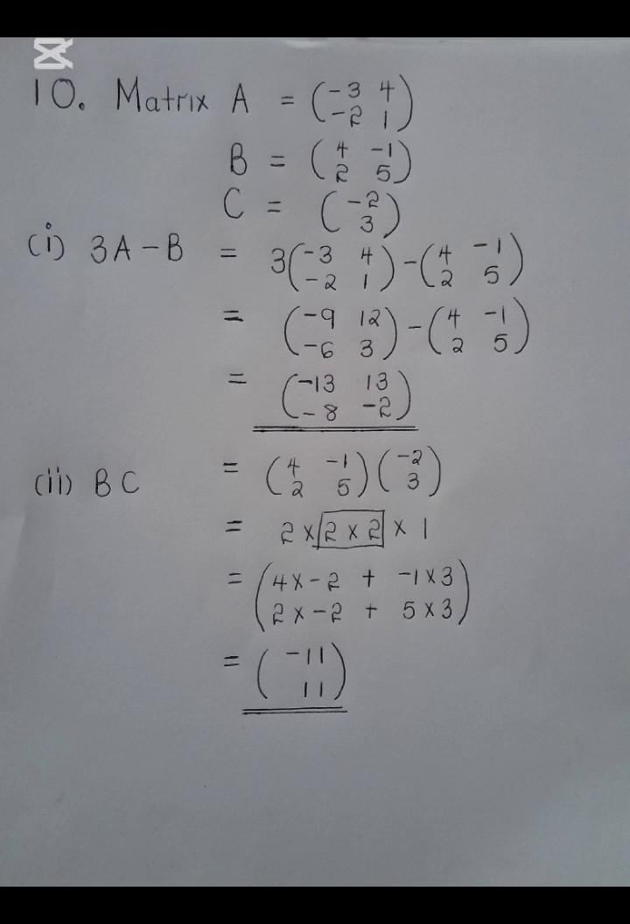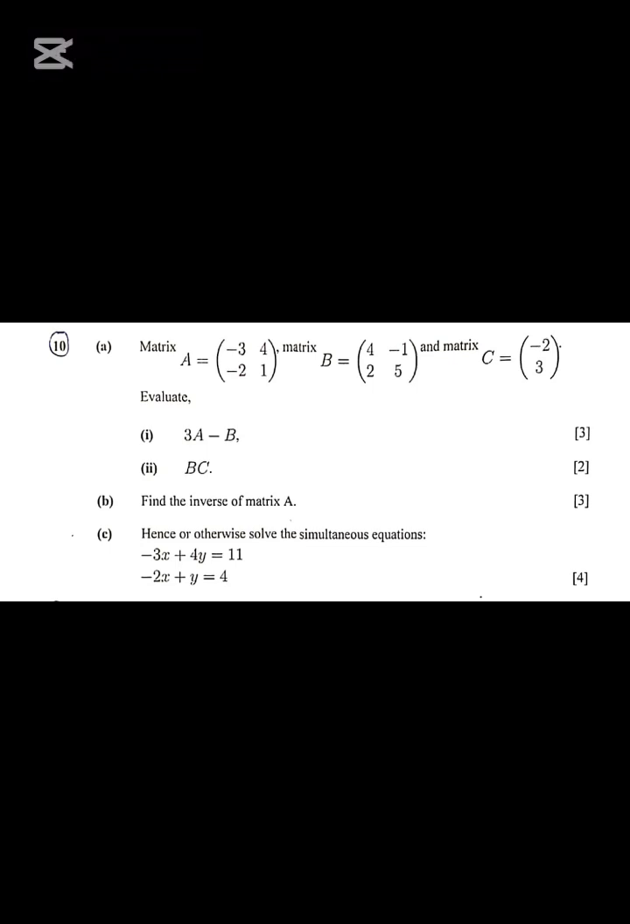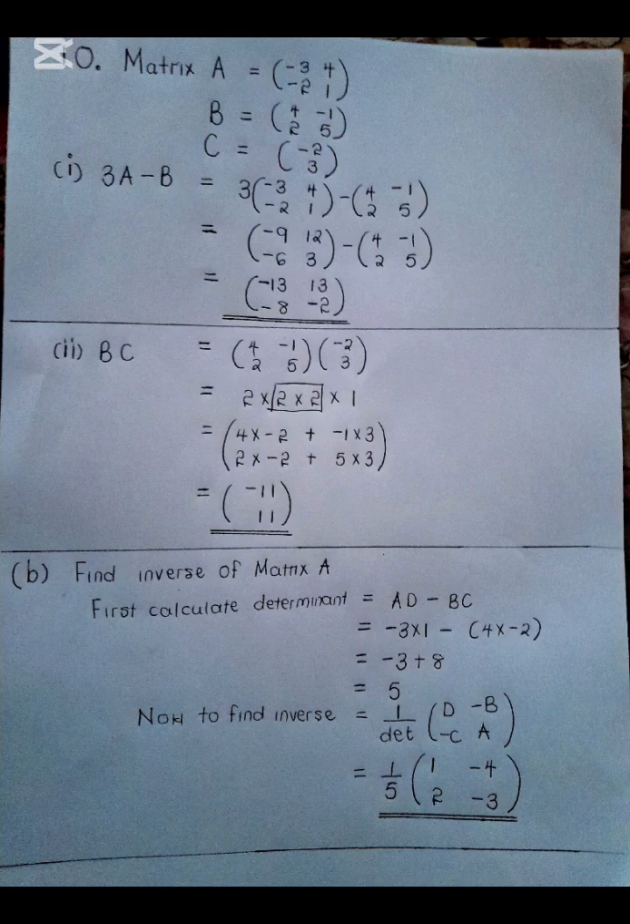We now need to proceed to part B. We are required to find the inverse of matrix A. So when we are calculating the inverse of matrix A, we first need to calculate the determinant of the matrix. The formula of calculating the determinant is AD minus BC. So minus 3 times 1 minus 4 times minus 2, it is minus 3 plus 8, which is equal to 5. We are now having our determinant.